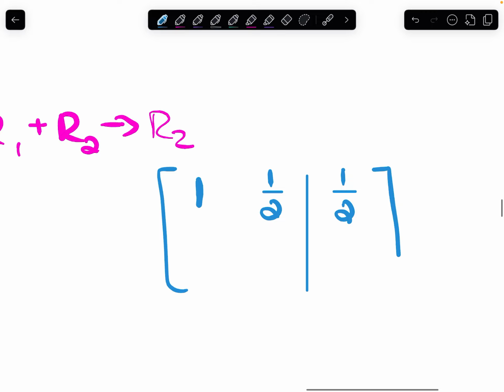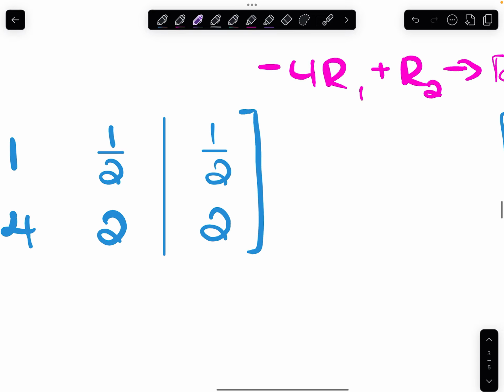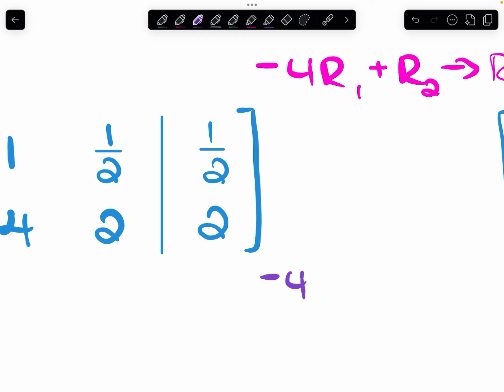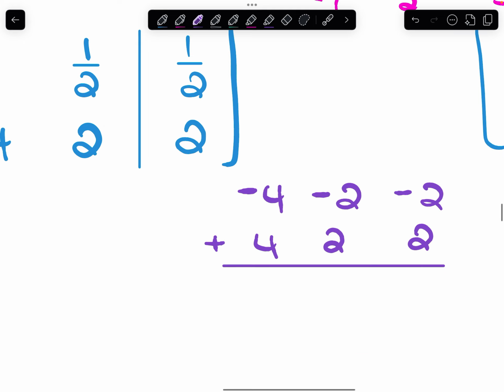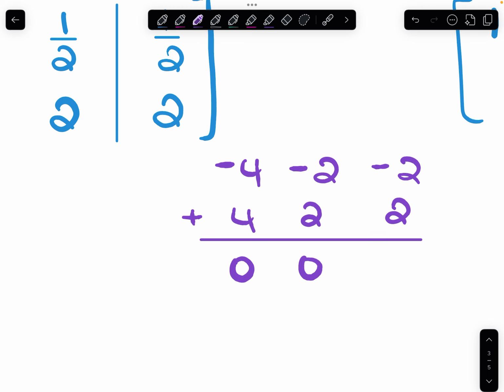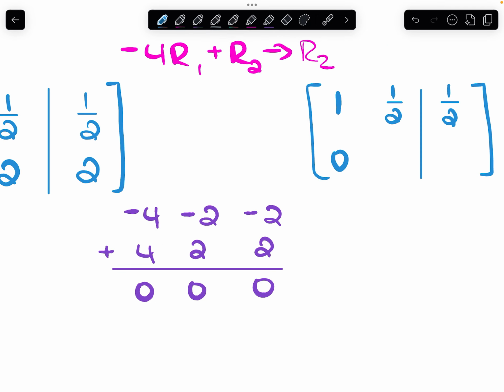All right, so I'm going to do a little side work since it's more complicated. -4 times row 1 is going to be -4. 1/2 times -4 is -2. And then another -2. We get 4, 2, 2. And column addition, and then we go 0, 0, and 0. So, now what? Let me get it written in first.